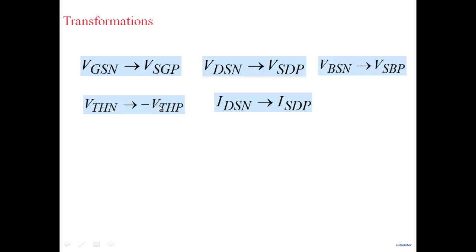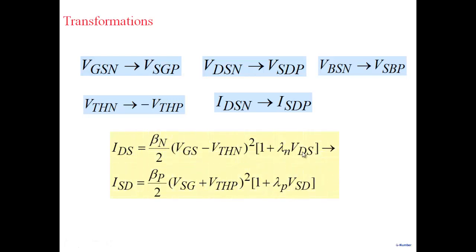VTHN will become minus VTHP. Note, we had an equation in saturation like this for N-type. All we do is change the subscripts to P. IDS becomes ISD, VGS becomes VSG, VTHN becomes minus VTHP, VDS becomes VSD. This current is positive, this voltage is positive. VTHP is negative for a PMOS, and VTHN is positive, so effectively both are of the same nature here. And VSD is positive. Okay, so one can do it in this form.